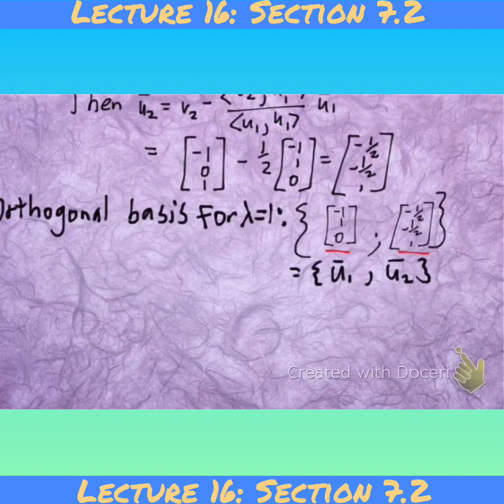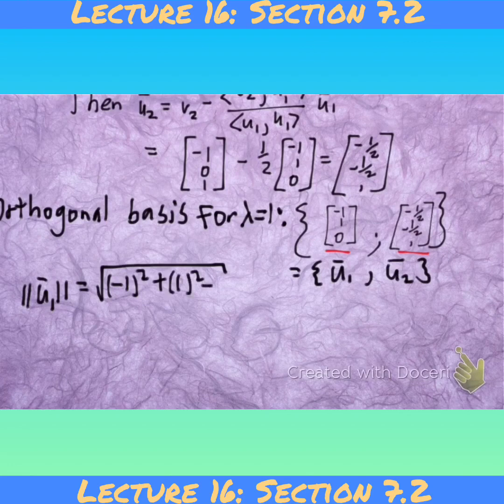So what's the norm of u1? The norm of u1 is going to be the square root of, we said u1 is that vector, so it's minus 1 squared plus 1 squared plus 0. And that is going to be the square root of 2. Right, so if we look at u1 divided by the norm of u1, it is going to be the new vector: minus 1 over square root 2, 1 over square root 2, 0.